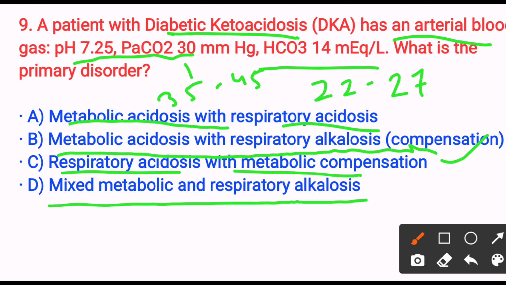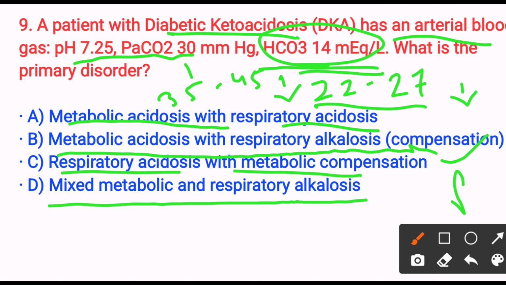PaCO2 is not normal, and the bicarbonate HCO3 is also not normal. It decreases, and the PaCO2 also decreases. So it is metabolic acidosis, as the bicarbonate value is much lower. So the answer will be option B, metabolic acidosis with respiratory alkalosis compensation.